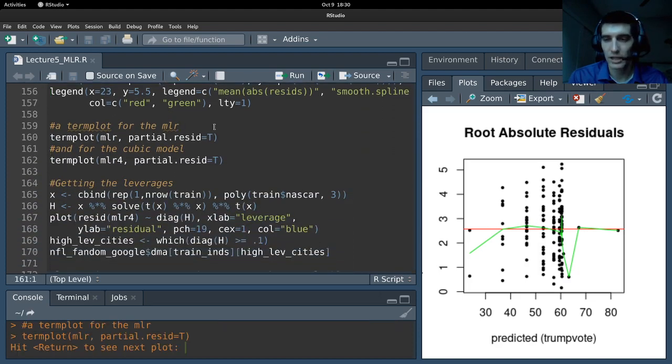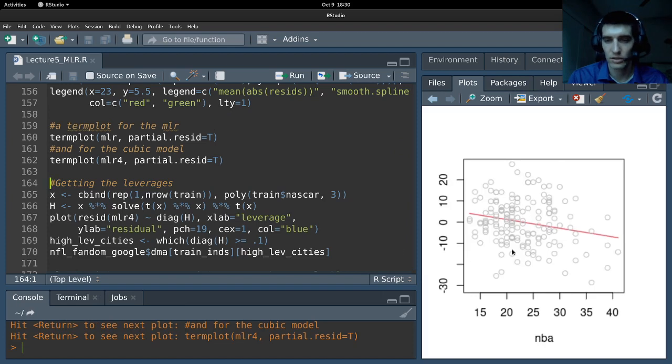A term plot. So here's the term plot. This is what I was talking about with the term plot. What the term plot is doing is plotting the residuals. It's saying, okay, the NBA term as a predictor, this is what it contributes to y hat, and you add the residuals to it. So what I'm looking for is, are we mean zero around this red line?